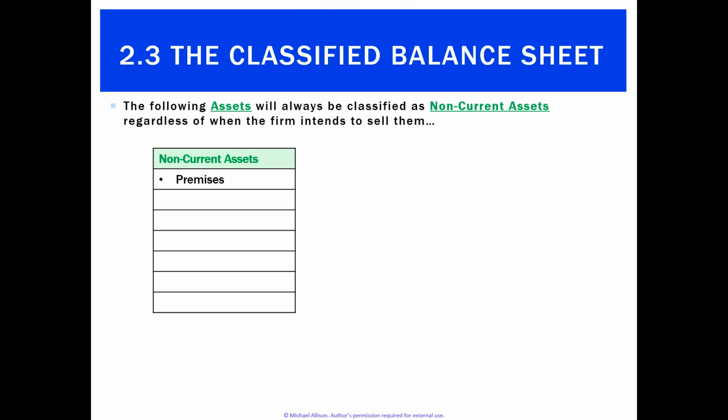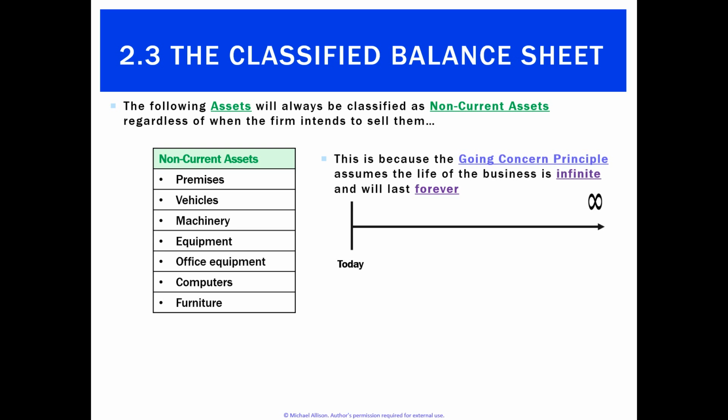Well, there are some assets that are always going to be non-current regardless of our intentions. So premises, vehicles, machinery, equipment, office equipment, computers, furniture, that sort of stuff. And the reason we're not going to reclassify them as current is because of the going concern principle. We're going to assume the life of the business is infinite and will last forever, and therefore we'll assume that these assets will be held for longer than the next 12 months. Even if they're not, we're going to make that assumption.